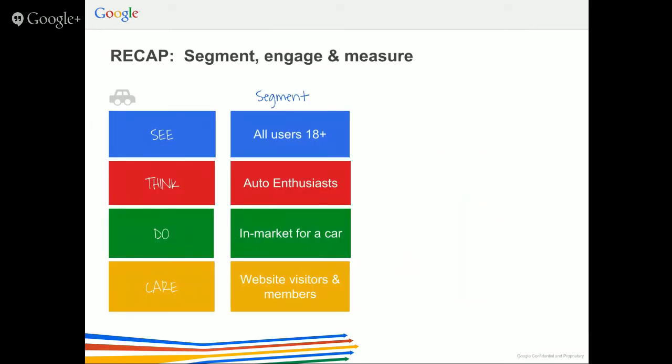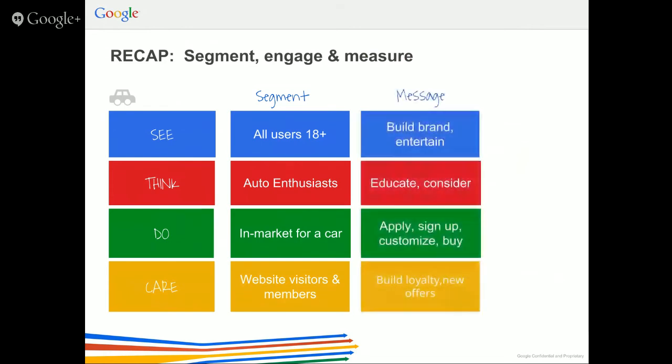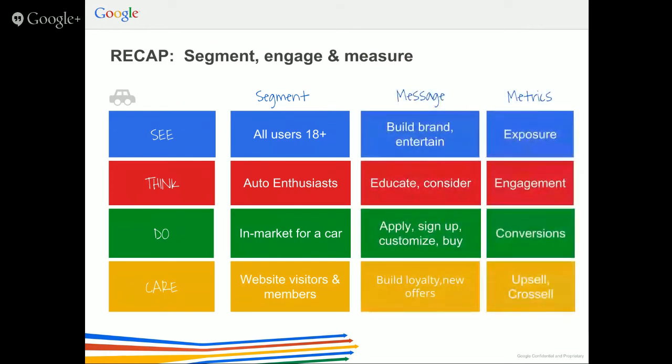So just to recap, we're basically showing you 3 steps to do audience buying. The first step is trying to segment people based on the see, think, do, and care framework. And then for each audience segment, you may want to personalize and tailor your message. You may want to build your brand, entertain people around your brand, or educate them around your brand. And then the last step is metrics and attribution. You want to define specific metrics for every segment.